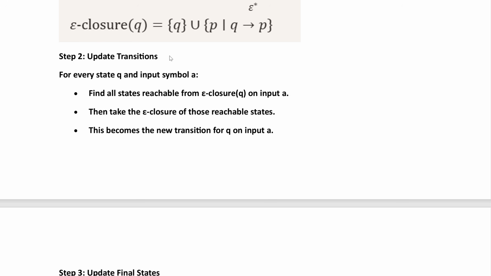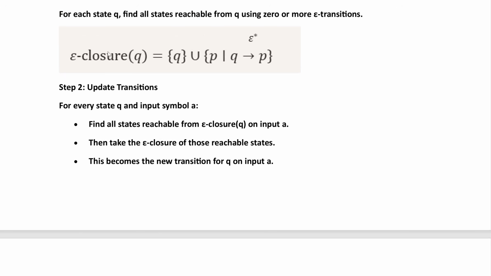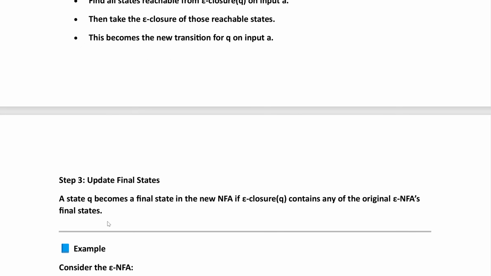On epsilon closure on input A, when we have determined this set of states in the first step, we also need to obtain all states reachable from epsilon closure of Q on input A. Then take the epsilon closure of all those reachable states again. That is, we again apply the first step. So this becomes the new transition for Q on input A.